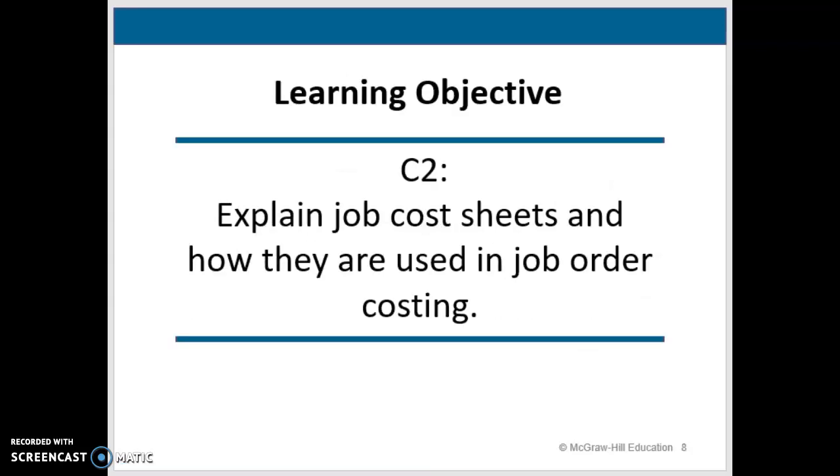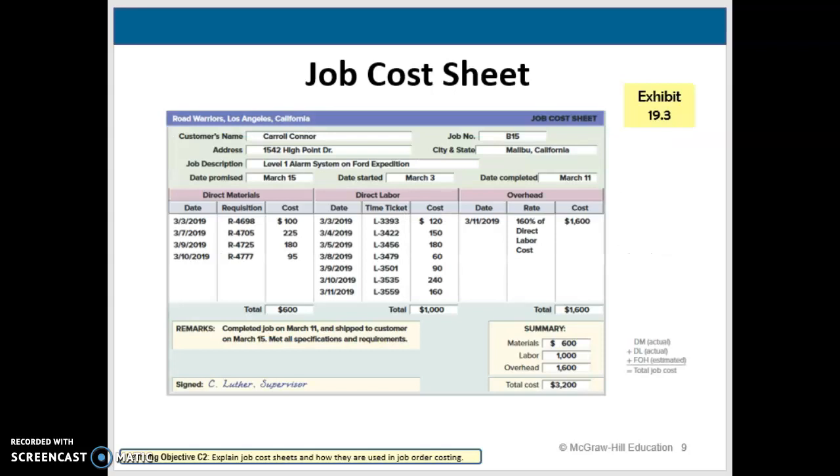All right, so let's look at a job cost sheet. When we're thinking of this, we need to know what it costs to produce each job or each job lot, and we'll have a job cost sheet for each of those jobs. The reason that we want to do this is it's going to allow us to keep track of those costs.